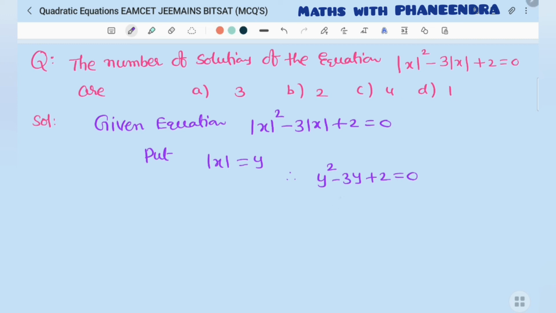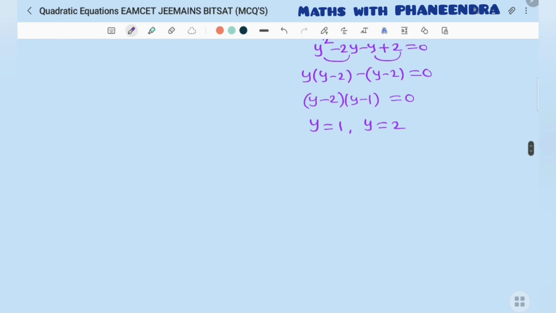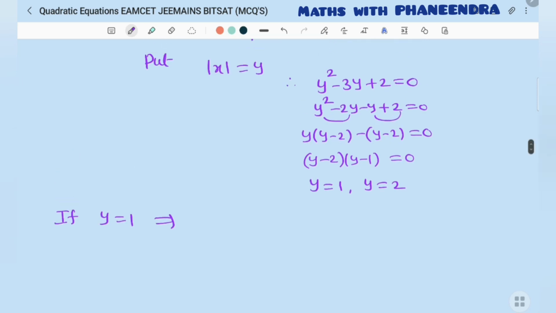So now factorization, if you do that, y square minus 2y minus y plus 2 equal to 0. So y into y minus 2 minus y minus 2 equal to 0. y minus 2 into y minus 1 equal to 0. So y is equal to 1, y is equal to 2. So case, if y is equal to 1, y means what? We have assumed that mod x only, no? Mod x is equal to 1, that implies x is equal to plus or minus 1.